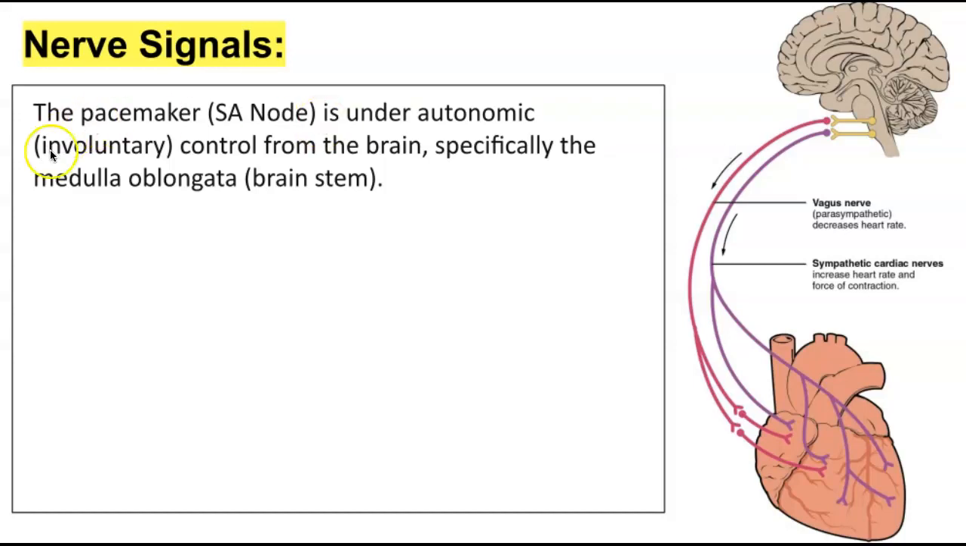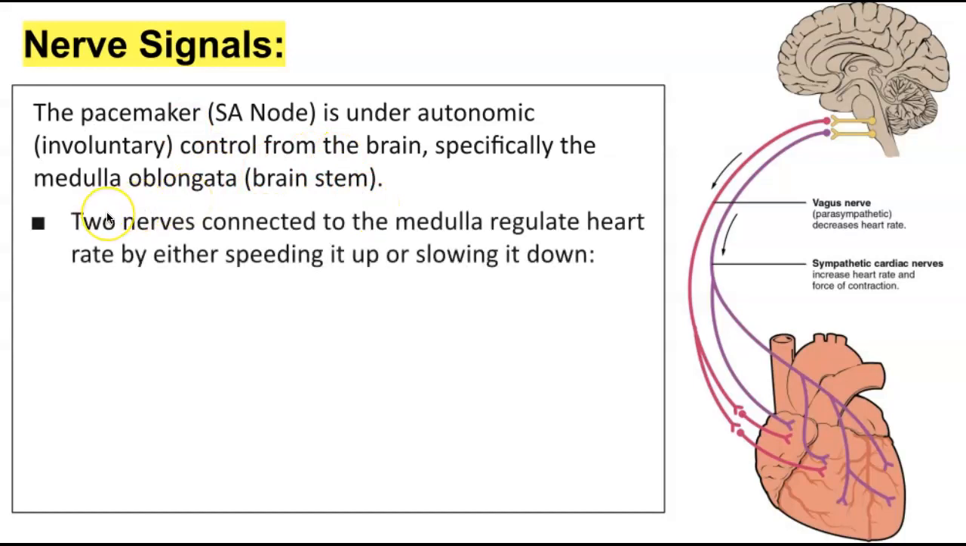That's why we call it involuntary. And it is actually under control from the medulla oblongata or from the brainstem. So two nerves connect to the medulla oblongata that regulate heart rate, and they do two things, which should make sense. They can either speed up heart rate or slow down heart rate.